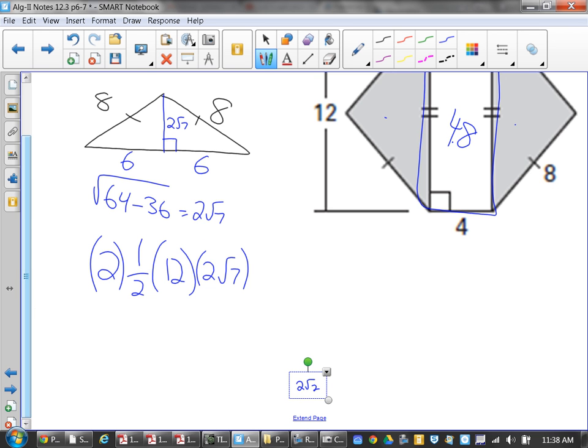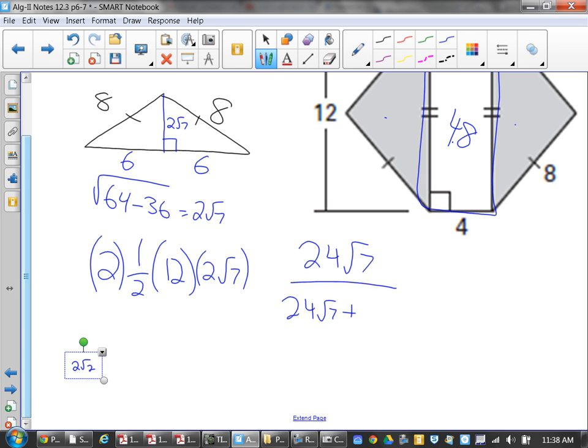My favorable region is going to be the 24 root 7. My overall region is going to be the 24 root 7 plus 48. The 24 root 7 is the area of the 2 triangles. And then the 24 root 7 plus the 48 is the 2 triangles with the rectangle thrown in. So when I put that all together, what becomes my probability of landing in the shaded region?